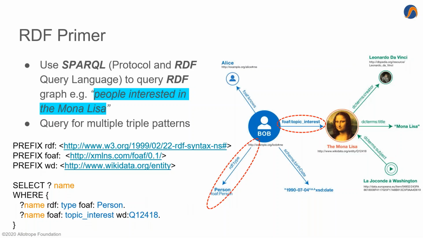With the SPARQL protocol and RDF query language, we can query an RDF graph. For example, we can query for the people that are interested in the Mona Lisa. The query can be done for multiple triple patterns. In this example, we have a SPARQL query, which is very similar to SQL. Select name, where name is a type of person, Bob is a type of person, and the topic of interest is the Mona Lisa.